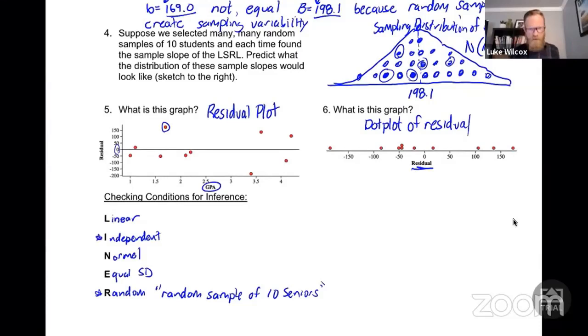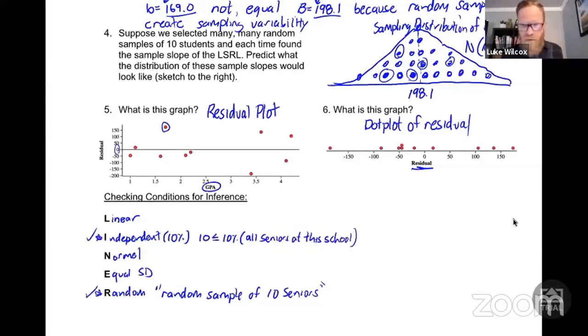Now, the next one that we already know how to do is the independent condition, also known as the 10% condition, which is an issue if you are sampling without replacement. And in this particular case, we are sampling these 10 seniors without replacement, so we do have to check the 10% condition. So the 10% condition here would say that the sample is less than 10% of the population, which is all seniors at this school. And actually, we know that there are 330, so I would definitely say that the independent condition is satisfied.